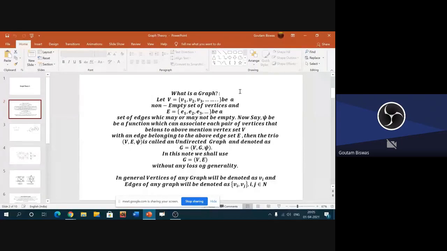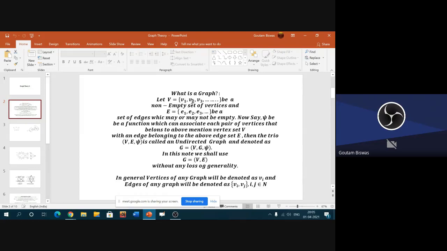What is a graph? We shall start graph theory from the set theoretic point of view, because that is the most elegant mathematical approach. Let V be a set, denoted V1, V2, V3. The number of elements is finite, not infinite. In graph theory there is no infinite set. Remember this fact. V is a non-empty set of vertices.